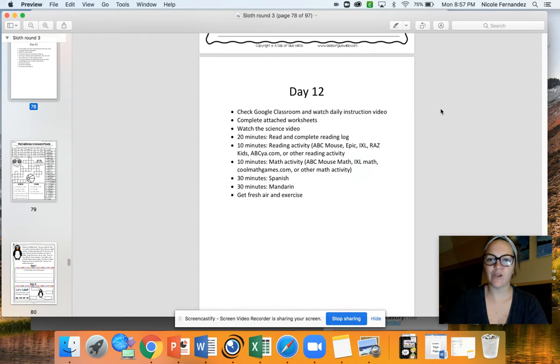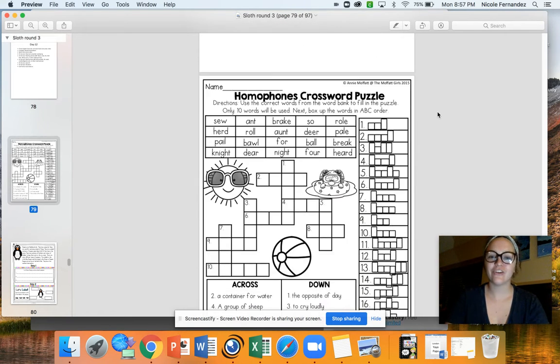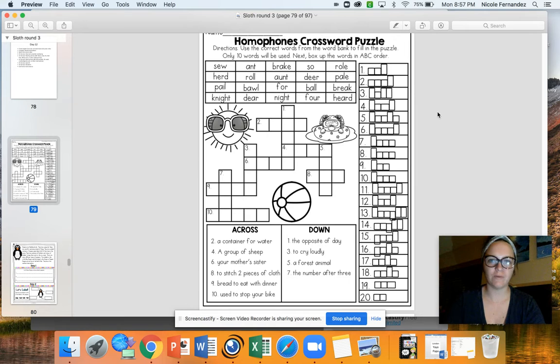Today we're going to be doing all of our usual routines, and then we're also going to be watching a video about the Arctic for science, and then going outside and getting some fresh air and exercise. Your first activity that you have today is a two-part activity. It's a homophones crossword as the first part, and then the second part is putting the words in ABC order.